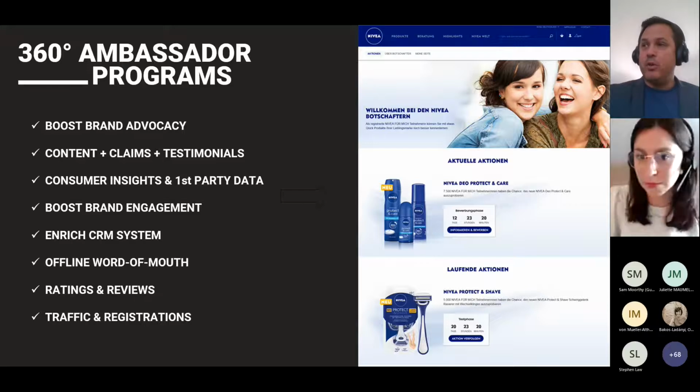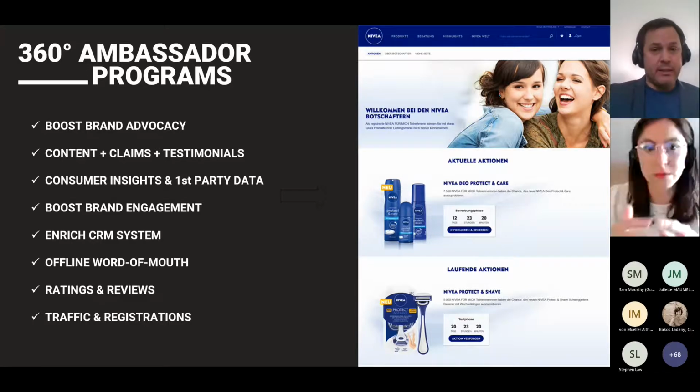Kind of building on that idea of strategically integrating influencer marketing into the marketing programs, what Beiersdorf in Germany is doing is to really engage 360 days a year through their ambassador program, through the ambassador platform, and really create these powerful benefits for the brand that you see here on the left of this chart.